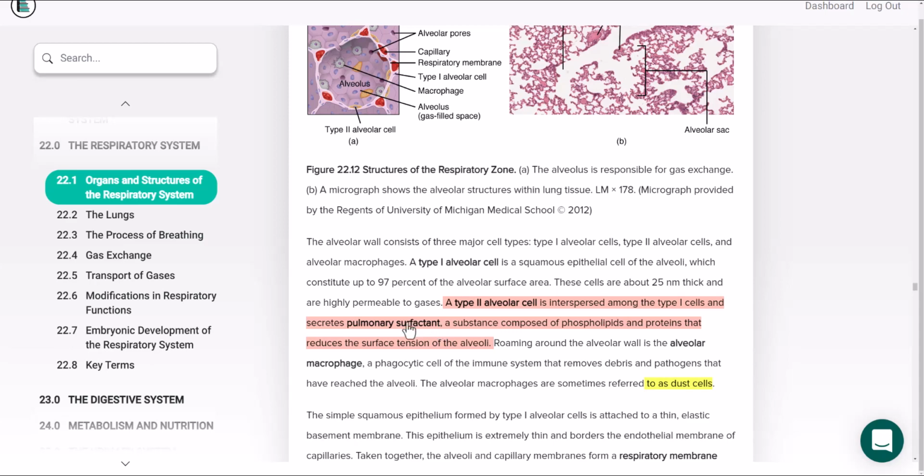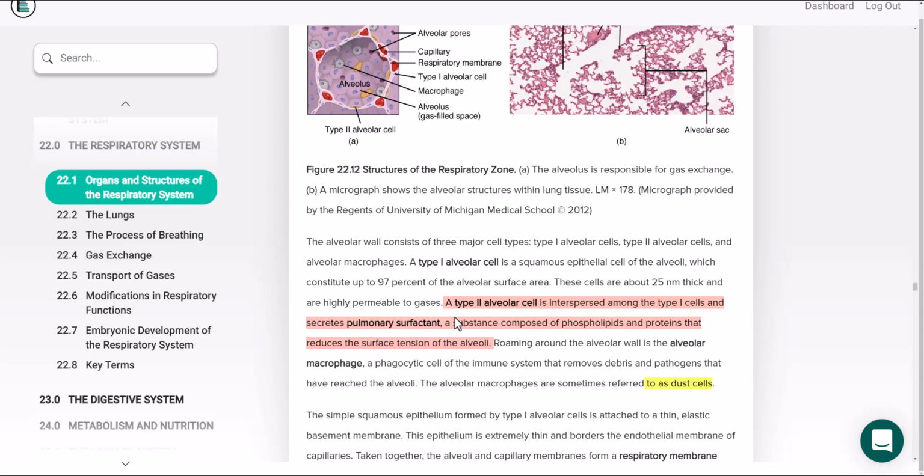This surfactant is not made by these type 2 cells until about the 32nd week of development. So when a baby is born early, if the baby is born after 32 weeks, which is still 2 months early, typically the lungs are developed enough that the baby can breathe on his or her own. However, if a baby is born before about the 32nd week, oftentimes their lungs have not yet begun to create this surfactant.